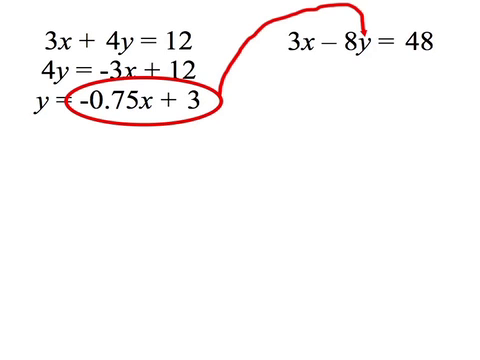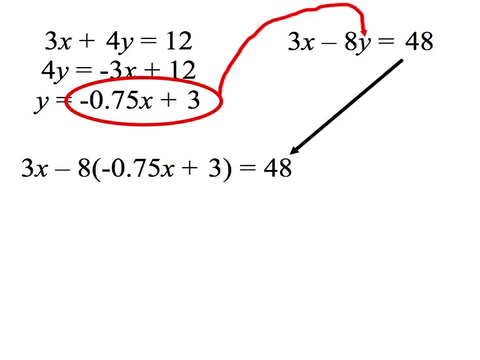I take that expression, substitute it for y in the other equation as shown, write it out where I have a little room. Then I remind myself that subtract 8 is the same as add negative 8, so that I don't make a sign error. And now I perform the distributive property. Negative 8 times negative 0.75x is 6x. Negative 8 times 3 is negative 24.